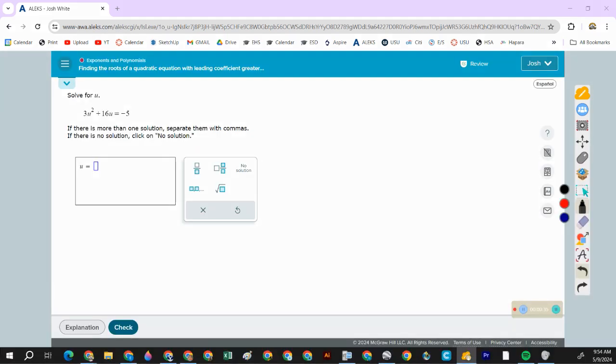All right. Here we need to solve. In order to solve, I need an equals 0 on the right side. So I will add 5 over. 3u squared plus 16u plus 5 equals 0. I can't pull anything out, so I use the box.